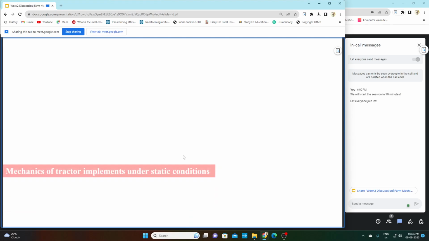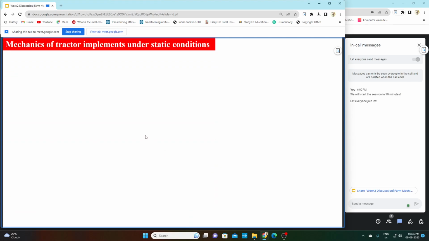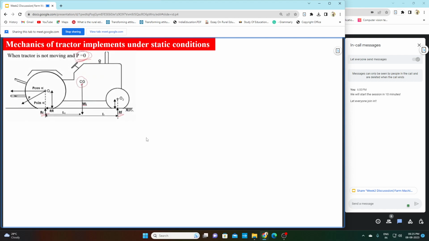Nice. So we will move to the mechanics of tractor implements. First, we will be studying the tractor in static condition. What is the static condition? Static condition means the tractor is at rest, and second, the pull of the tractor is zero, meaning no implement is attached to the tractor. The tractor is not moving and no implement is attached.